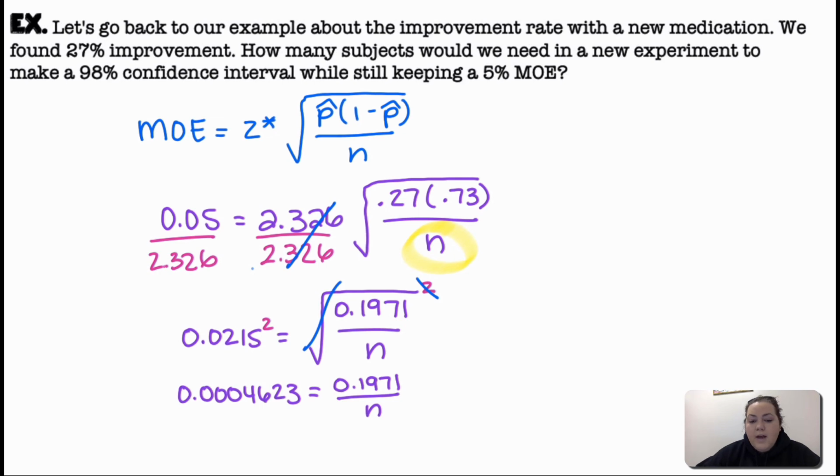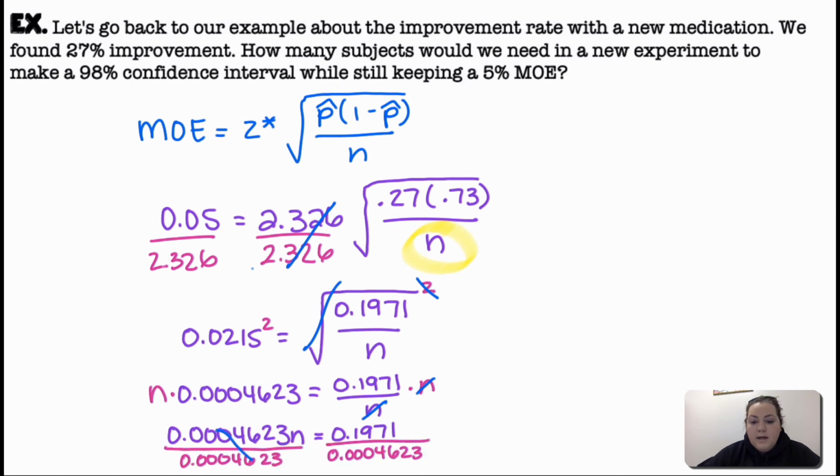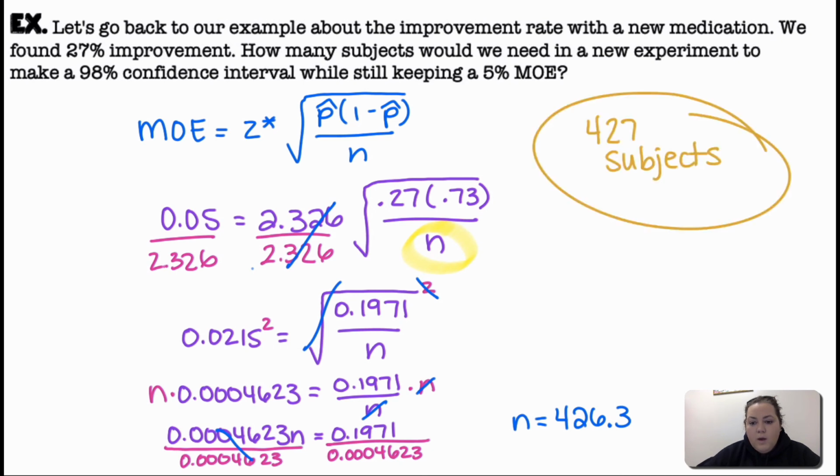0.0004623. Then I have n in the denominator, so I want to multiply by n to get it out of the denominator. And then I have n on the other side. I want to get n by itself, so I'm going to divide by the thing attached to n on both sides, and I get n equals 426.3. And because we're talking about subjects, number of people, I need to round that up. Even though 426.3 wouldn't necessarily round up, if I have 0.3 of anything and then we're talking about people, I need to round it up. I need at least 427 subjects for this to work.